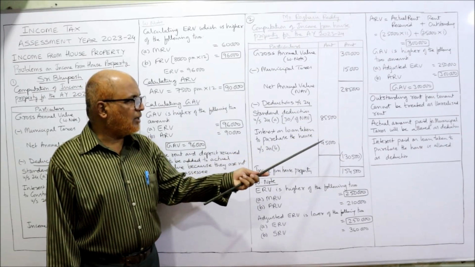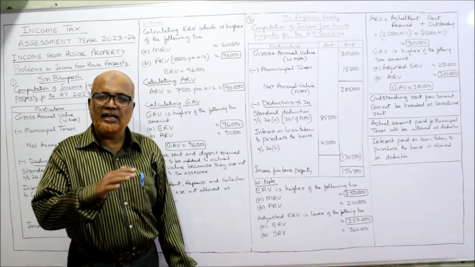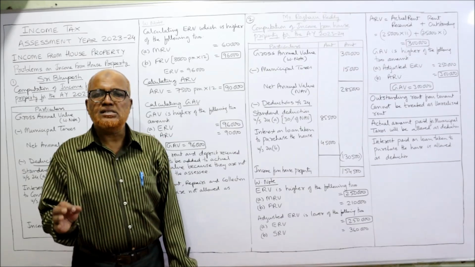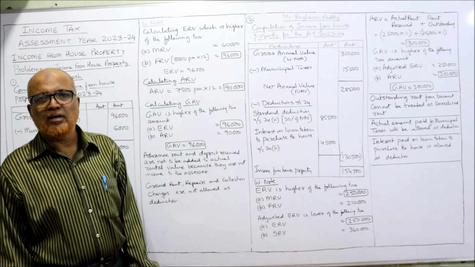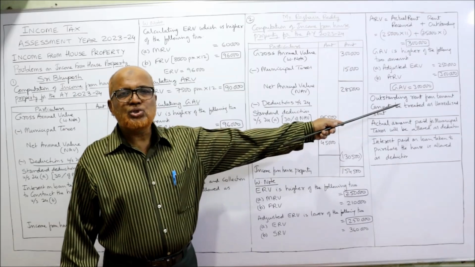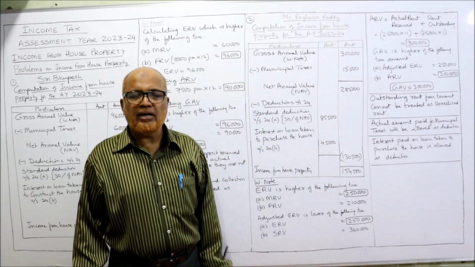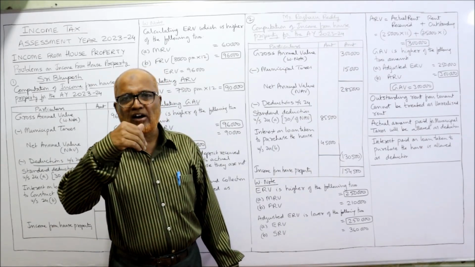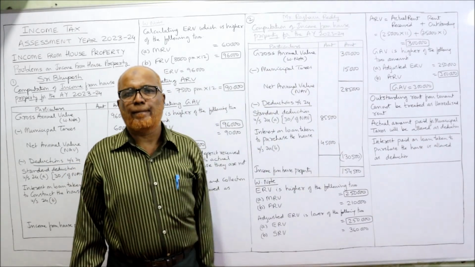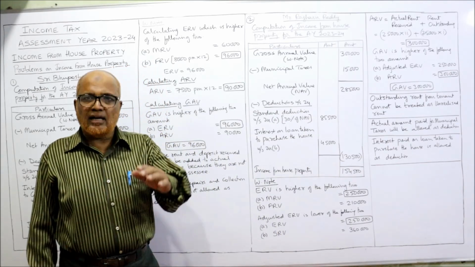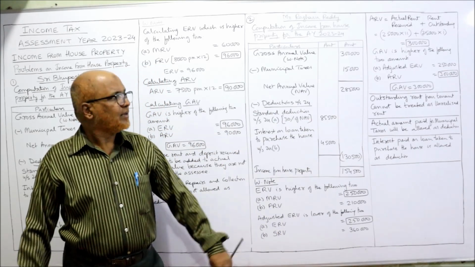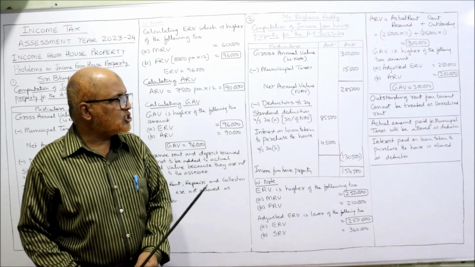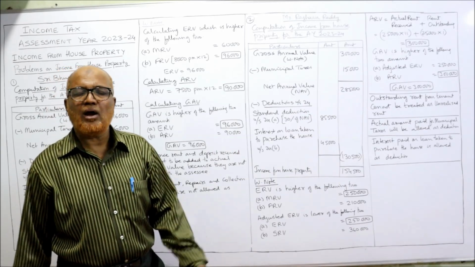Then add up 85,500 plus 45,000, 1,30,500. Deduct 1,30,500. You will get 1,54,500. This is the income from house property. In working notes, you should write down, outstanding rent from tenant cannot be treated as unrealized rent. If unrealized rent is there, it would have been deducted from ARV. But it is not unrealized. The tenant will pay it later or afterwards. Then actual amount paid for municipal taxes will be allowed, due amount is not allowed. Interest paid on loan taken to purchase the house will be allowed as deduction.